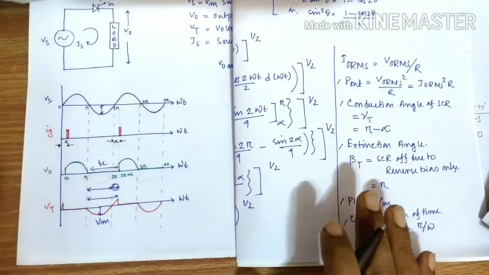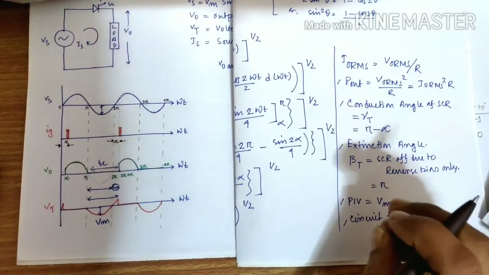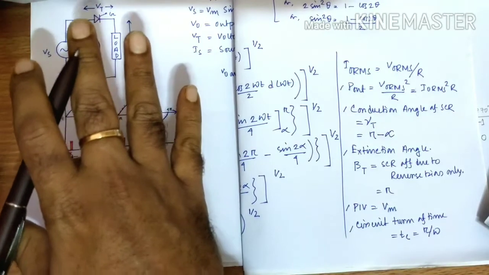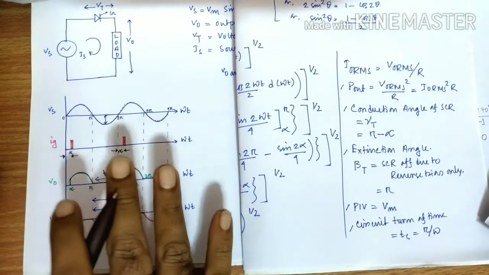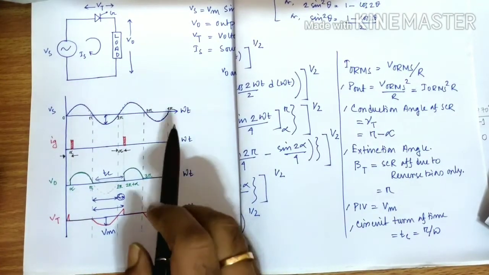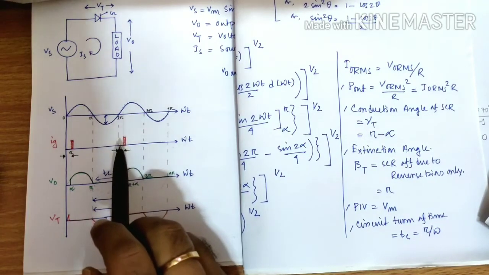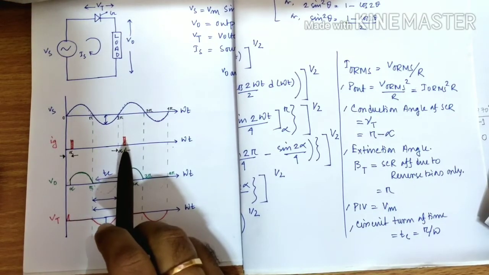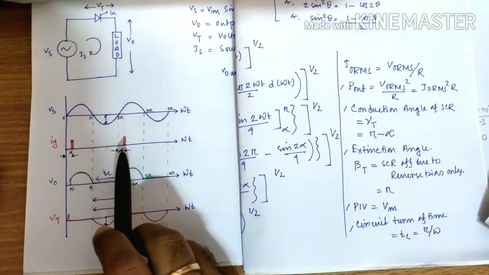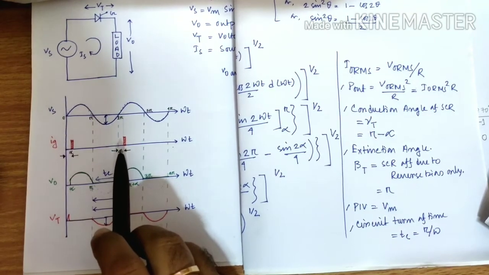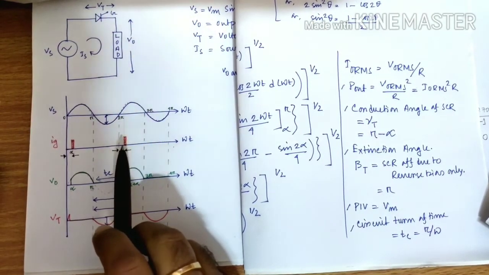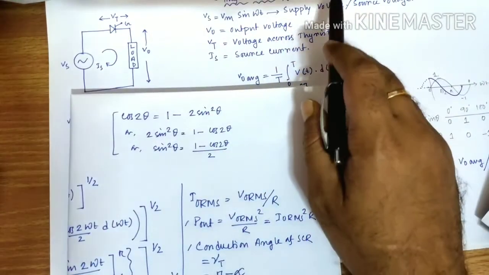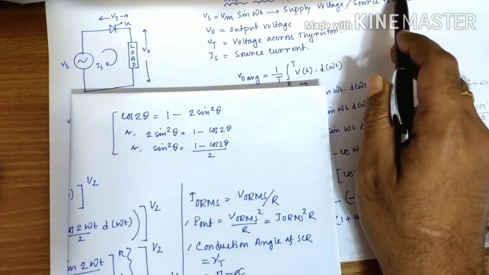So these are the important parameters that we need to derive from this particular circuit and explanation, starting from V naught average, then I naught average, then V naught RMS, then I naught RMS, then the output power, then conduction angle and extinction angle. These are very conceptual, try to remember them. And the next one is peak inverse voltage. So that is all about the calculations for half wave controlled rectifier when load is only resistive.